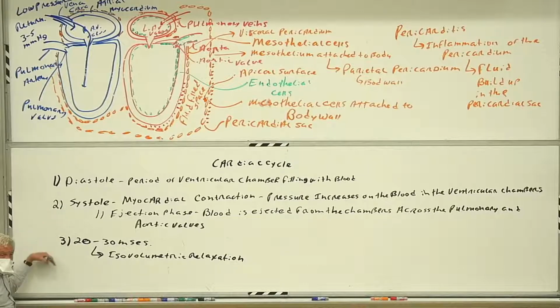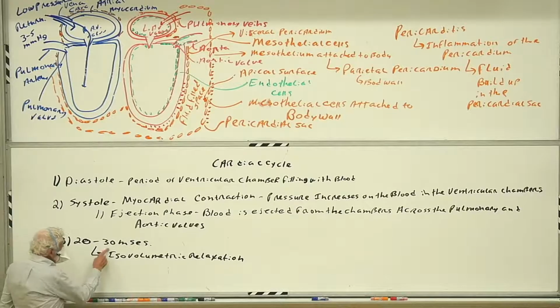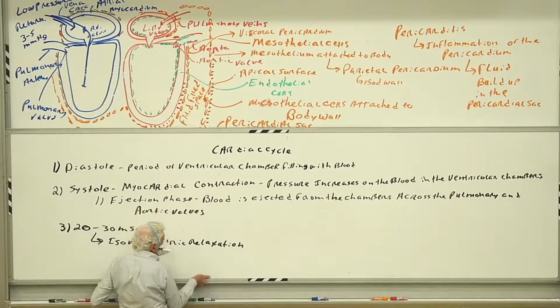But these are the cycles. Blood comes in during diastole, the muscle contracts, the muscle generates force, it forces the blood out of the chambers, all of that systole, and then we have a period of isovolumetric relaxation, and we start over again. But I want to emphasize this period of isovolumetric relaxation for just a moment.